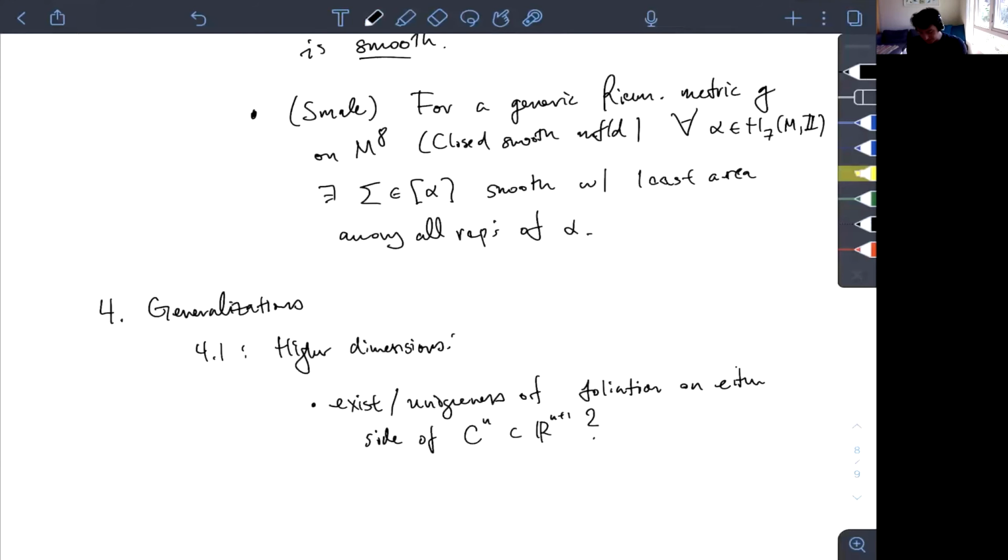So the first question you might ask is, does the key input of Hardt–Simon carry over to higher dimensions? So if you have a cone in R^(n+1), it should be area minimizing. Does there exist a smooth area minimizing surface on either side? And is it unique?